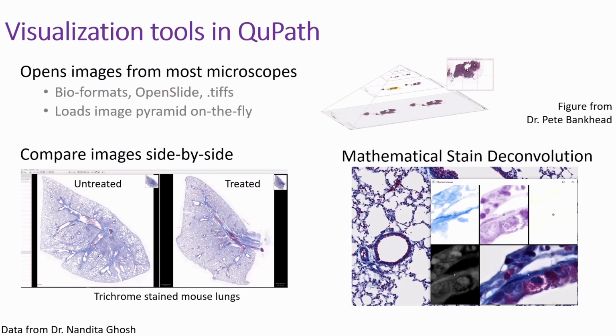to each other. And actually, one of my favorite tricks in QuPath is using mathematical stain deconvolution. This is a way of separating out 2 stains that were applied at the same time so it looks like you're only looking at one at a time. For instance, you could look at just hematoxylin or just eosin in an H&E stain. In this case, the blue shows just the collagen and the purple shows just the cytoplasm and the nucleus from this trichrome stained lung. And so you can really get a sense of where the collagen fibers are inside this bronchiole.